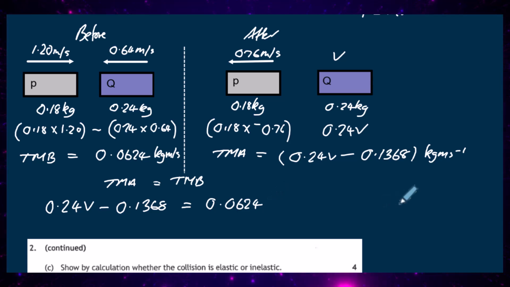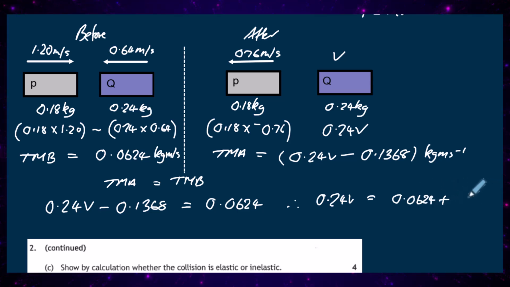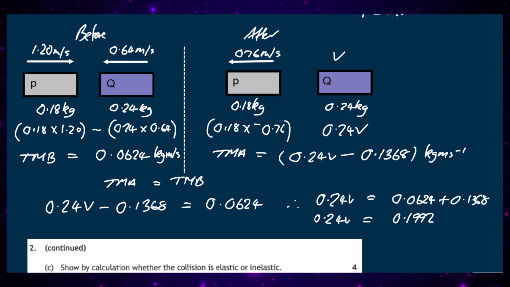So if we rearrange all that equation here, we can get the following. Therefore, we get that 0.24 v, keeping that on this side, should equal, in this case, 0.0624 plus 0.1368. And therefore, we have 0.24 v is going to equal the sum of that, which is 0.1992. I'm just keeping the four figures at the moment.